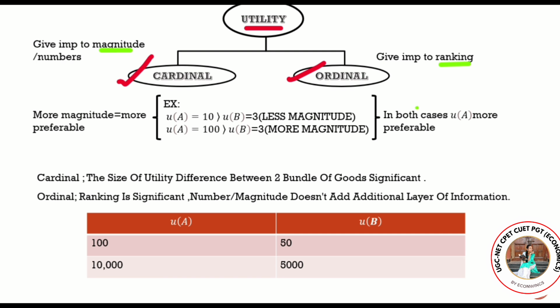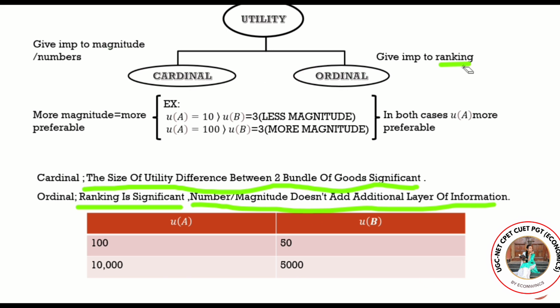In the case of cardinal utility, the size of the utility difference between two bundles of goods is significant. But in the case of ordinal, it is not significant. Here the ranking is significant. Number and magnitude do not add any additional layer of information, because here numbers and magnitudes are not significant.